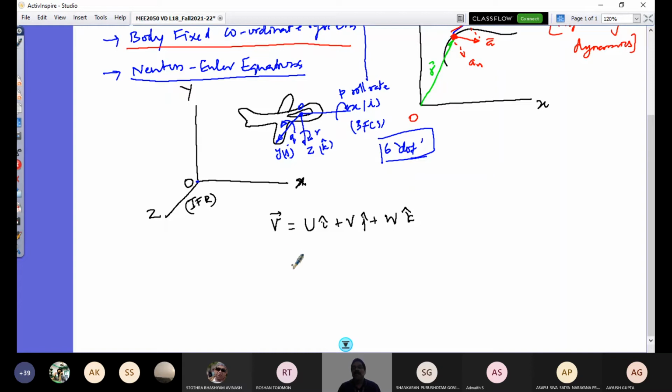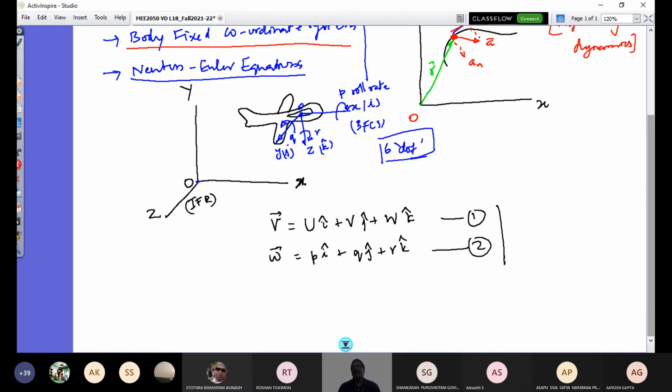And this, let us say, is equation number 1. Another equation is omega, the rotational velocity of your aircraft with respect to the 3 axes, and that is given by the roll rate component, pitch rate component and yaw rate component. So that's omega equals pi plus qj plus rk. This is my equation 2. So these are the two motion parameters here.